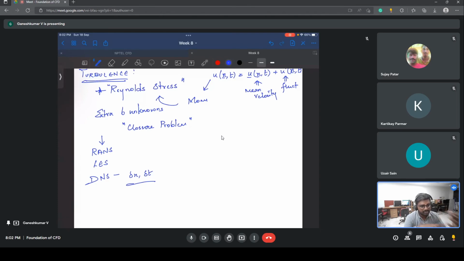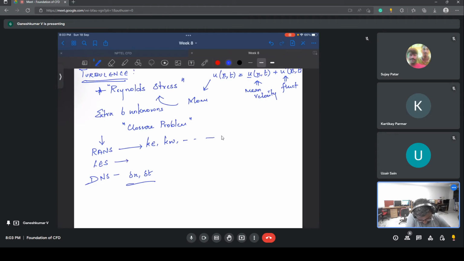Whatever quantity you find is the instantaneous velocity or pressure. But that scale is so very small that it is very difficult to discretize and solve. It is still in the research stage, and you can't do it in industry. But in RANS we have k epsilon, k omega models, and a lot of other models also.